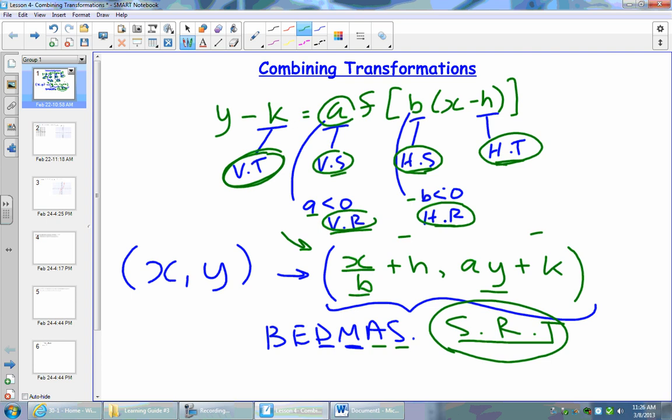SRT, okay? So keeping that in mind, what we're going to do next is apply a combination of transformations to a given graph, and that is going to be my next lesson.